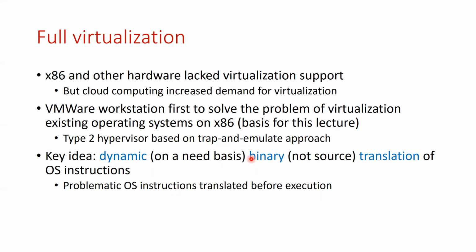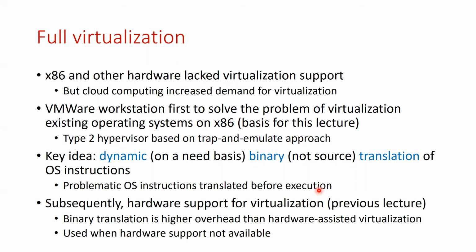Note that the key thing is this is binary translation. This is not rewriting source code, which is the idea of para-virtualization. This is easier than rewriting OS source code. This is only translating the OS binary so that the problematic instructions which are hard to virtualize do not pose a problem anymore, and you can easily build a trap and emulate hypervisor.